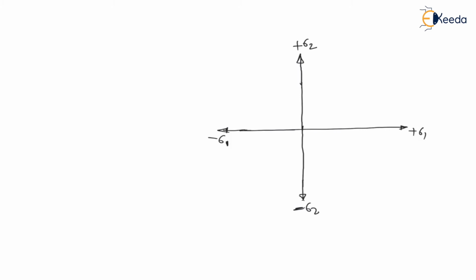Now again, while drawing the graph, I will consider sigma 1 on the x-axis, towards right positive sigma 1, towards left negative sigma 1, that is compression, right? And sigma 2 I will take on the y-axis. Here, if tensile, then upward is plus sigma 2, if compressive, downward is minus sigma 2.